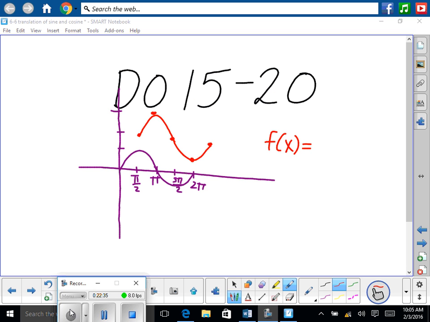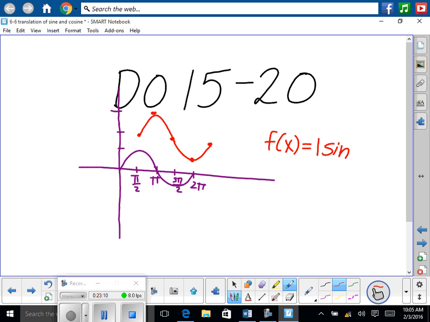So let's go kind of backwards. If this is the parent function, and the red function's the shifted function, write the equation of the new function. So first of all, we need to know amplitude, right? Is my amplitude different from purple to red? No, so what's my amplitude on purple? 1, right? So we still have a 1 in front of ours. Is it a sine or cosine function? Sine. So we're going to have 1 sine of, now how many cycles was between 0 to 2 pi? Just 1, right? So we could write a 1 if we needed to, but let's just not write anything.